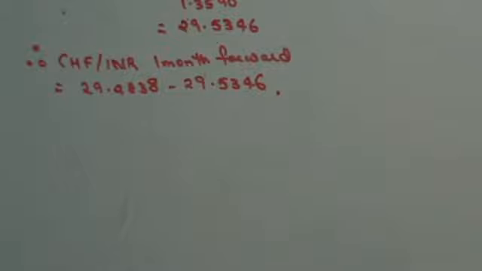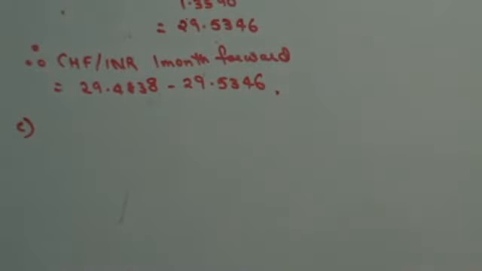Next, they've also asked me to find out 3 month forward. Now I've already found out 1 month forward. Same method, same logic you have to use and find out 3 month forward. I'll leave the 3 month forward for you all to solve on your own. Let's move on ahead. Let's see the C part of the question.